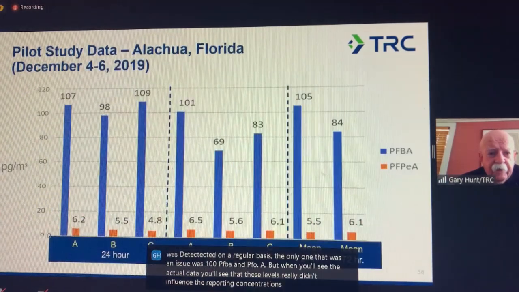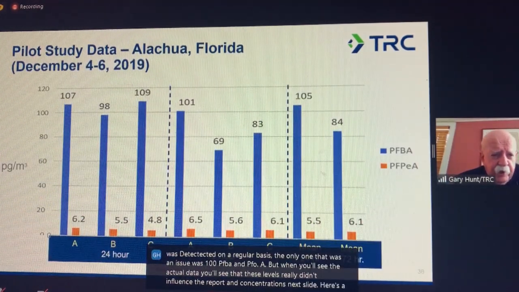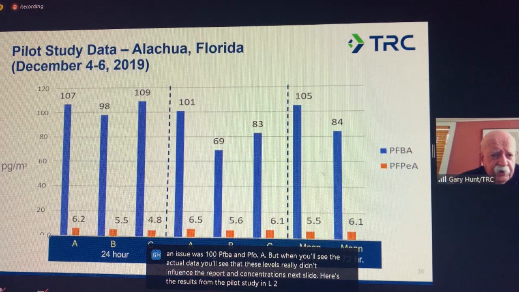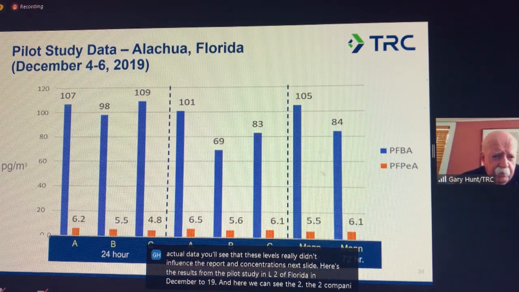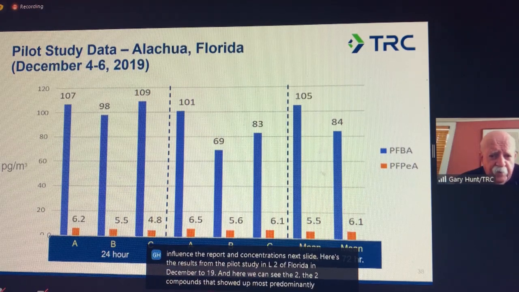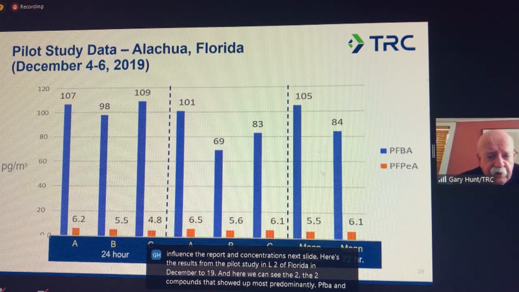Next slide. Here are the results from the pilot study in Alachua, Florida, in December 2019, and here we can see the two compounds that showed up most predominantly, PFBA and PFPeA. So that's butanoic acid and pentanoic acid.